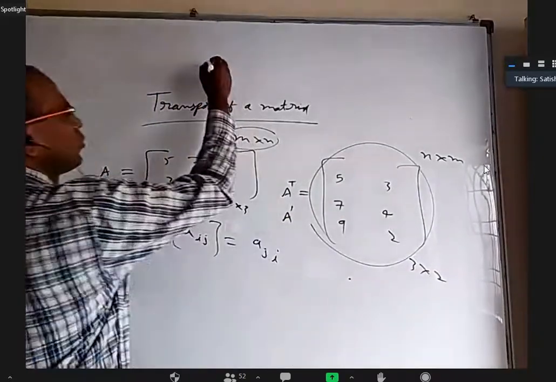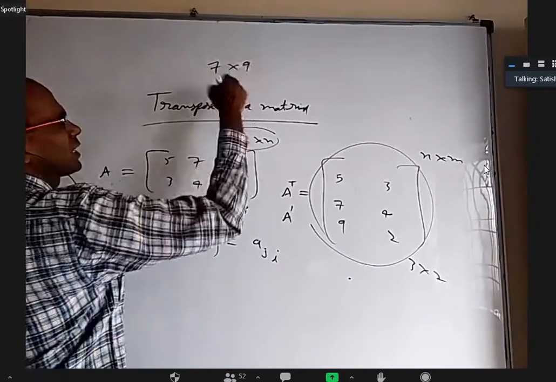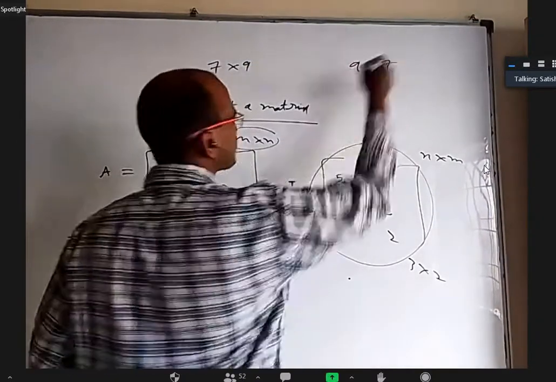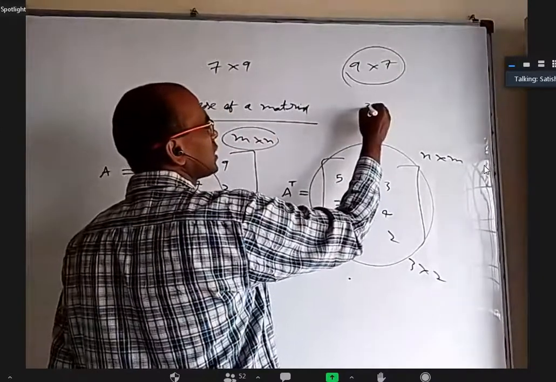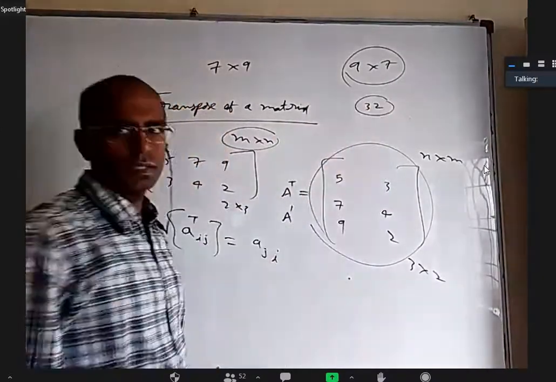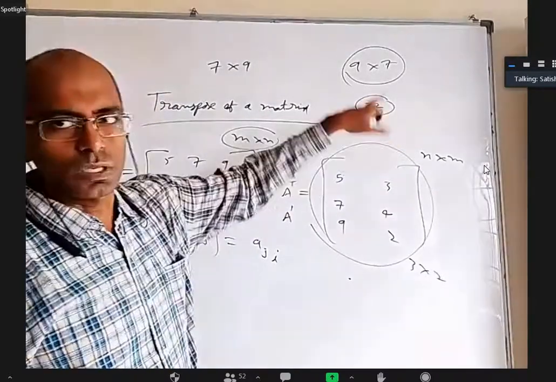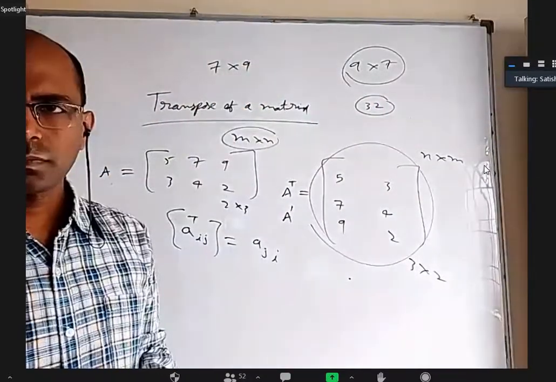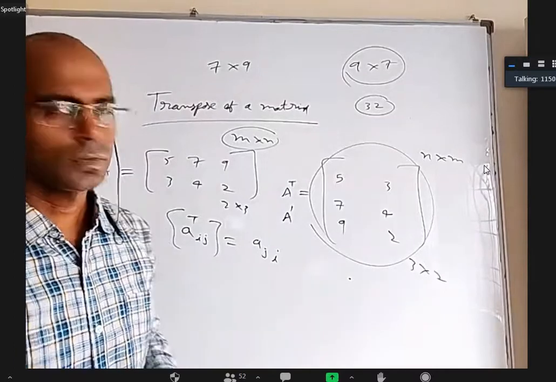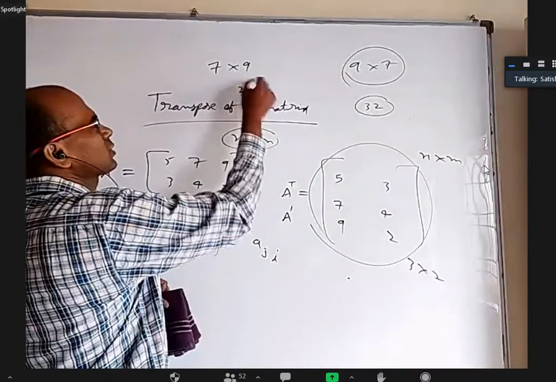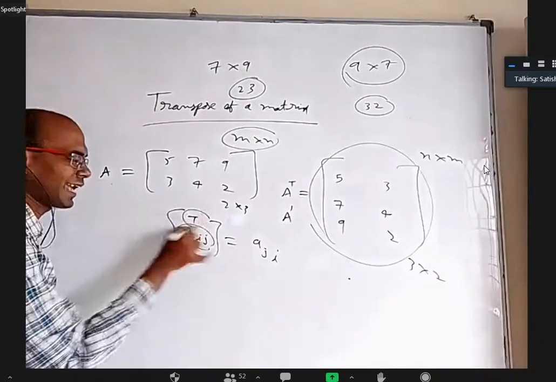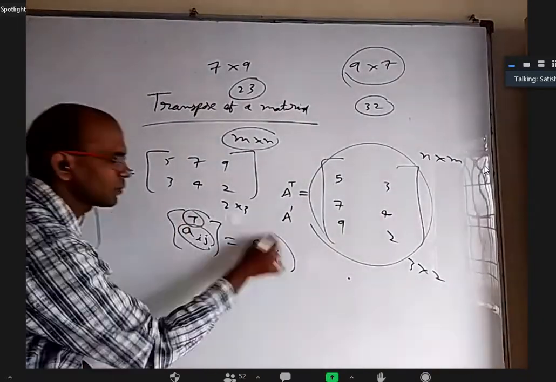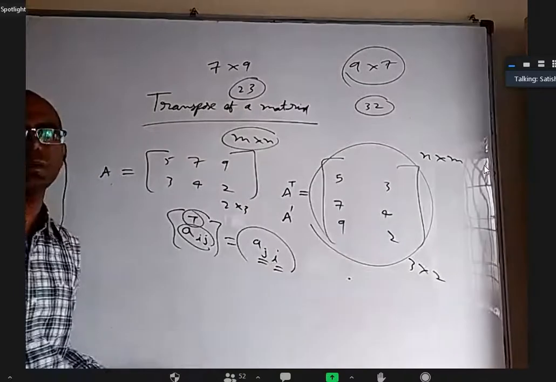Let us say the original matrix is a 7 by 9 matrix and the new matrix is 9 by 7. If you want to know the third row, second element in the transpose, which element is it in the original matrix? Second row, third column. That is exactly this: the A ij element in the transpose matrix will be nothing but A ji in the original matrix.